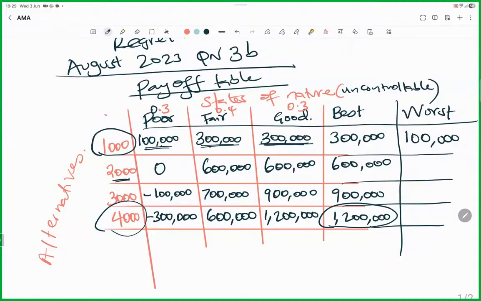Go to the second option. These ones here will expect what here now? 0. If it's 3,000, they'll expect what here somebody? Negative, a loss, isn't it?